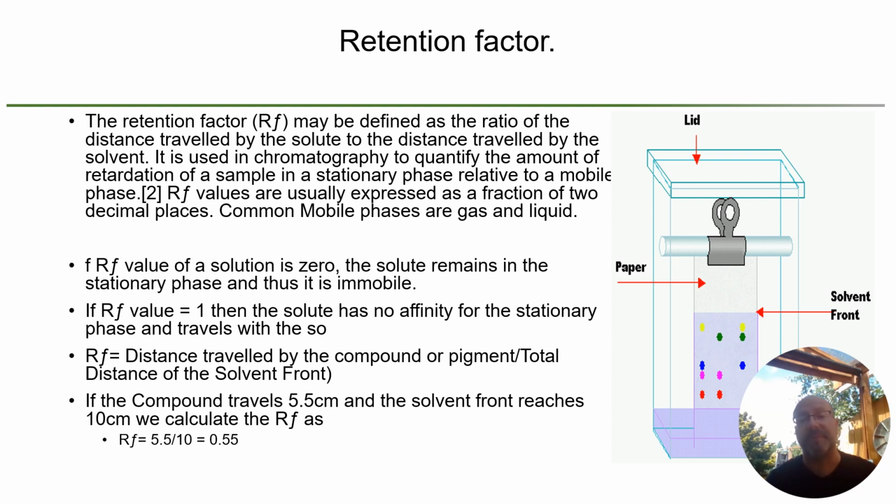Okay, this is important because this is going to be in our exercise for the lab today. We are going to be calculating something called the retention factor. It's defined as the ratio of the distance traveled by the solute, or in this case, the pigment from the pen, to the distance traveled by the solvent. So we are going to be measuring the distance of the solvent front and the distance of migration of each one of these pigments for today's exercise. RF values are usually expressed as a fraction to 2 decimal places.